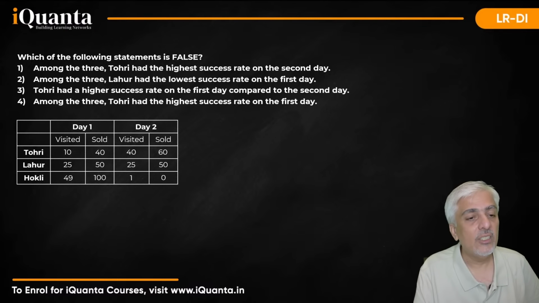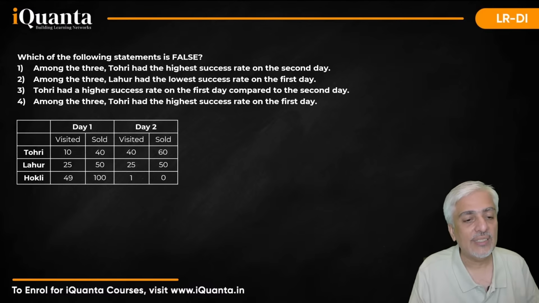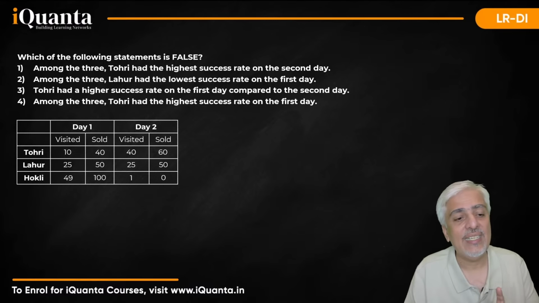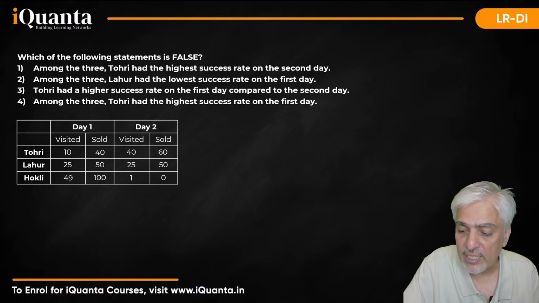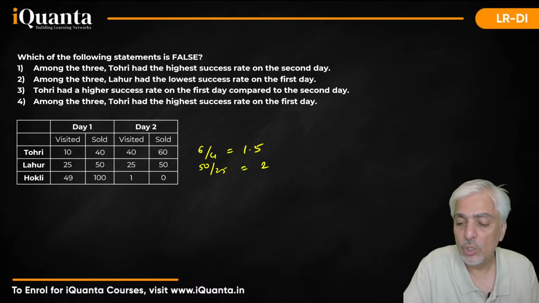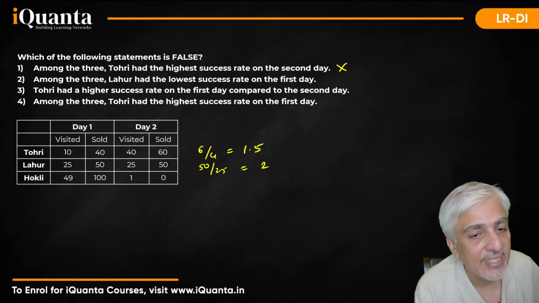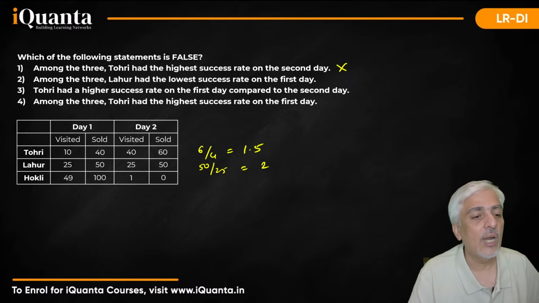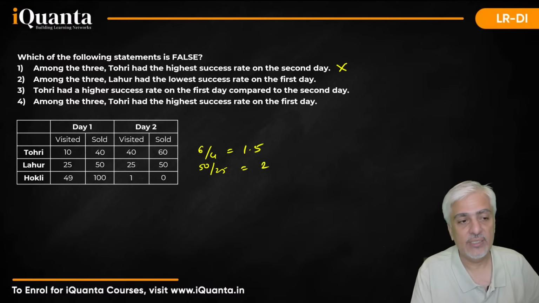Among the three, Tori had the highest success rate on day 2. So what is the success rate on day 2? Success rate is items sold upon visited. So 60 upon 40, that is 6 by 4, 3 by 2, 1.5. This is 50 upon 25, which is 2. So the first option is wrong. Among the three, Tori had the highest success rate on the second day. No, Lahore has. Anyway, that was a very clear option because it said some 75%.